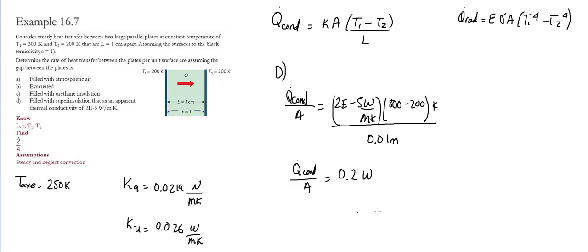Once again, because this is an insulation material, the assumption is that it's opaque, and therefore the radiation value that you're going to have for this particular case is going to be 0. And the reason is that the waves are not allowed to travel from one location to the next, and therefore the total amount of heat rate is going to be equal to 0.2 watts.